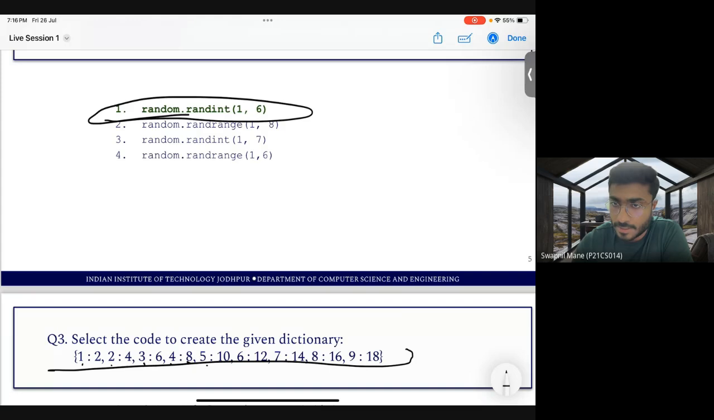Ruturaj, are you there? Ruturaj Mahato. Okay, Harsh, yeah, you are saying something.